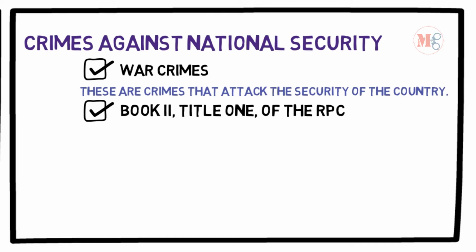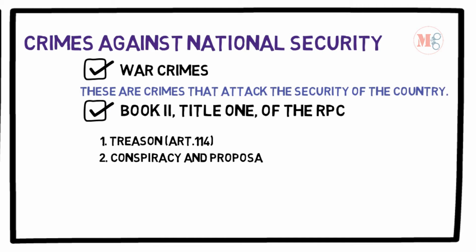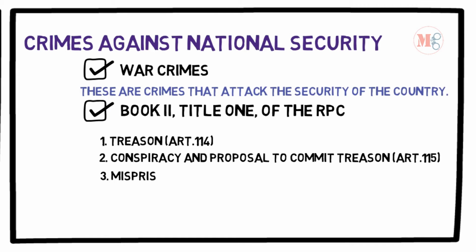Crimes against national security include 1. Treason, 2. Conspiracy and proposal to commit treason, 3. Misprision of treason, and 4. Espionage.